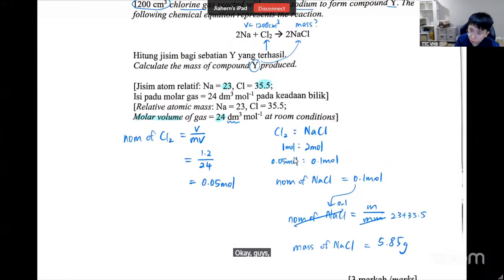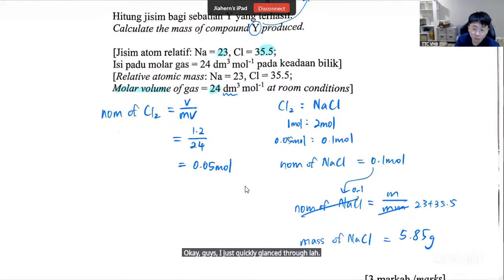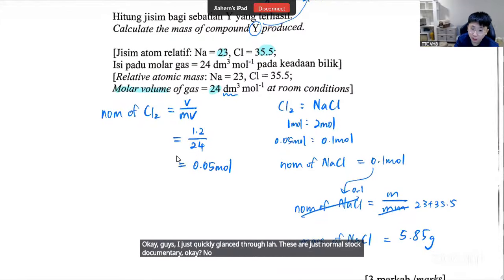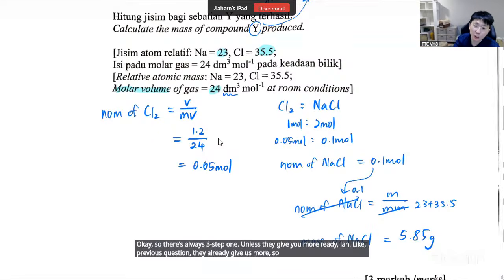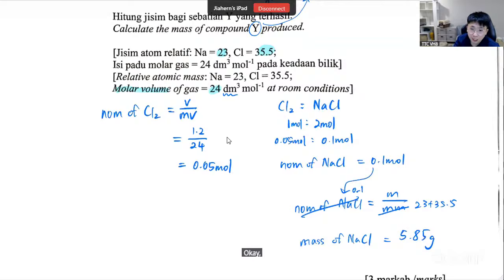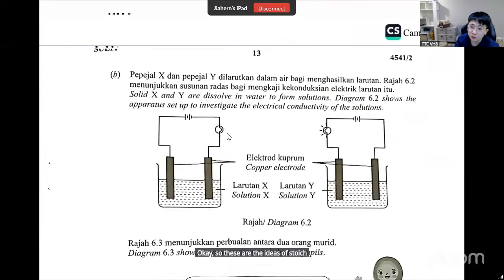Okay, guys, I just quickly glance through. This one is just normal stoichiometry, okay? No issue. Make sure it's mole, ratio, mass. This is always a 3-step one, unless they give you the mole already. Like the previous question, they already gave us the mole, so we just do ratio onwards. Okay, so these are the ideas of stoichiometry. Move on to the next one.